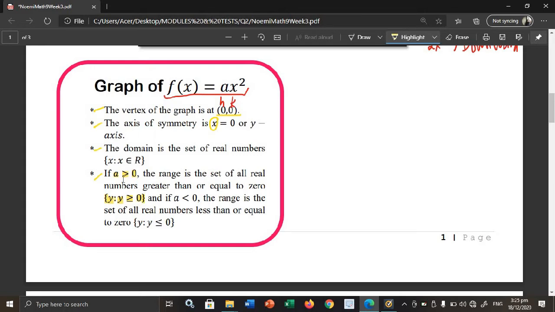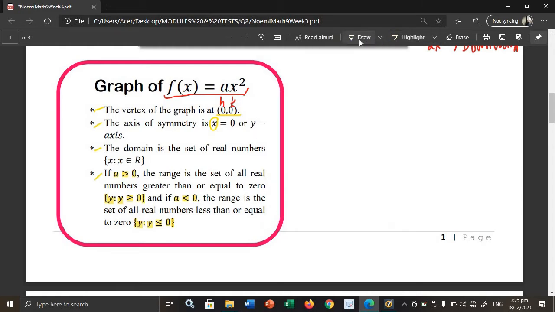So, kapag si a ay greater than 0, your range is greater than or equal to 0. So, same sila ng inequality. Okay? Nagkaroon lang ng equal doon sa range. And then, if your a is less than 0, the range is like this. The range is the set of all real numbers such that it is less than or equal to 0. So, ganun yung mangyayari.